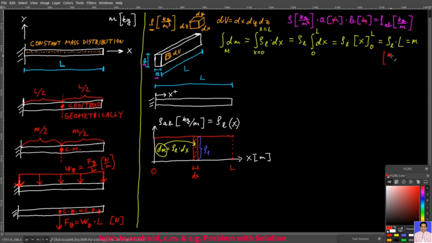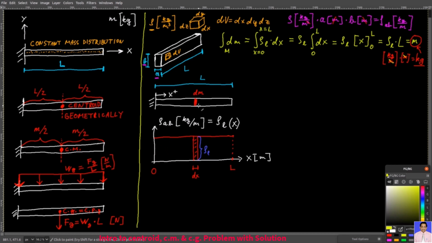So remember, here you have kilograms over meter. You multiply it by meters. You cancel the meters. And you have kilograms for your mass. So m is the total mass of the beam in kilograms. Essentially, since integration is summing up all the infinitesimal masses, dm's, along the entire length of the beam, then it's logical that in the end you get the mass of the beam.